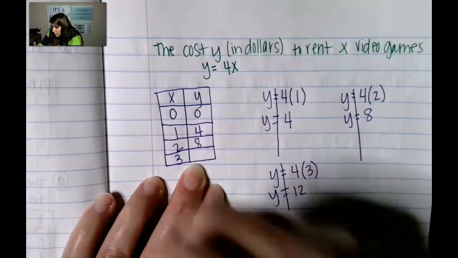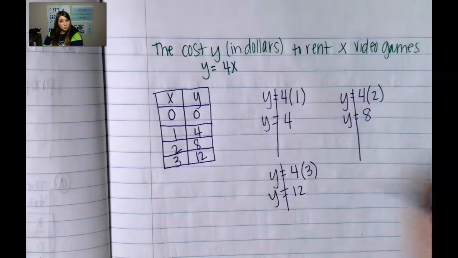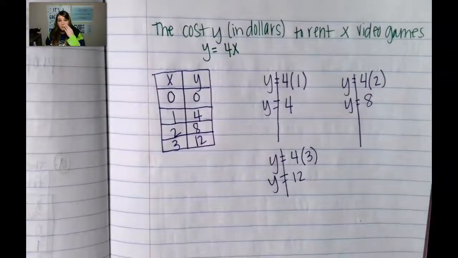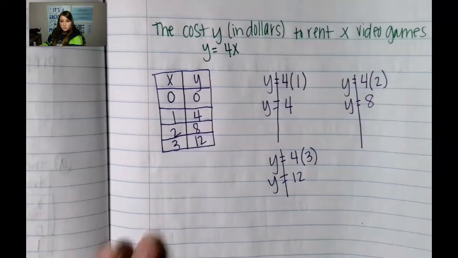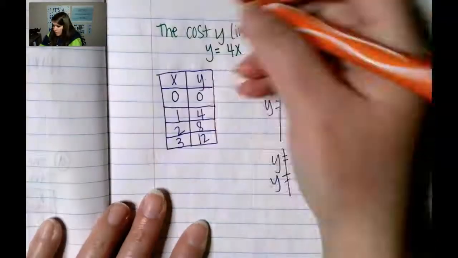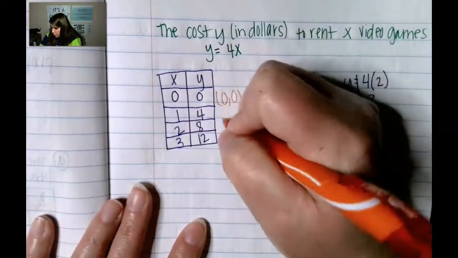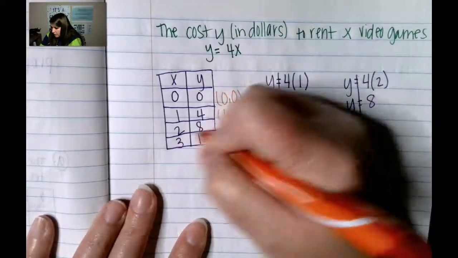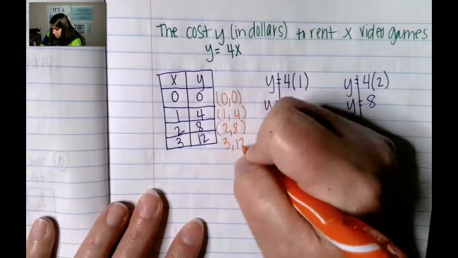So y equals 12. I'm just going to use 0, 1, 2, 3, just like we did before with our x values. We don't want any negative money because if you don't rent it, you don't pay for it. So you're not going to owe someone, and we're not going to rent negative video games. Okay. So our ordered pairs are 0, 0; 1, 4; 2, 8; and 3, 12.